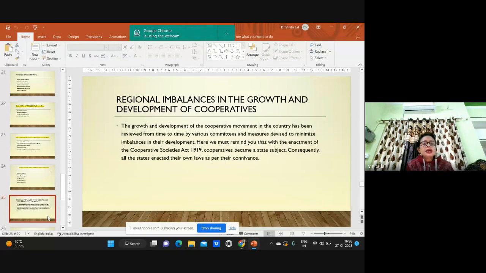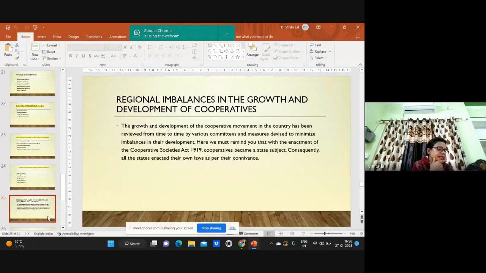Now come to the regional imbalance in the growth and development of cooperatives. So the growth and regional development of the cooperative movement in the country has been reviewed from time to time by various committees, and measures devised to minimize imbalance in their development.